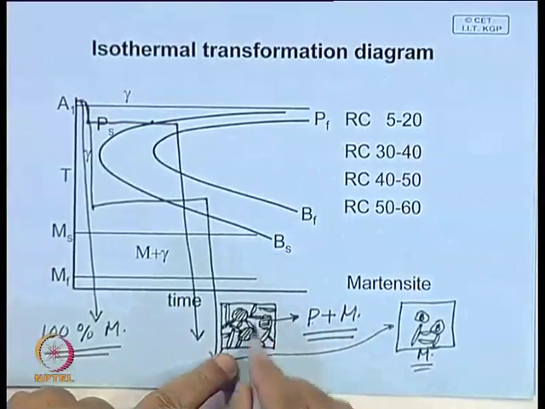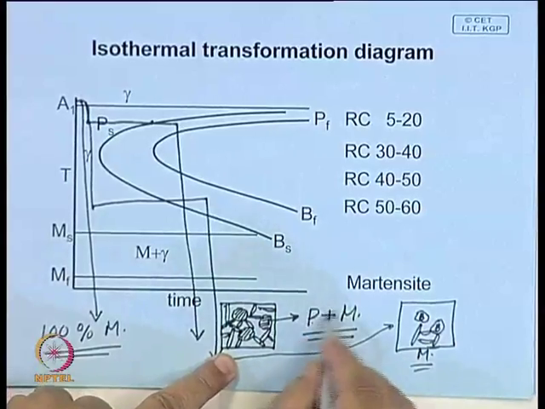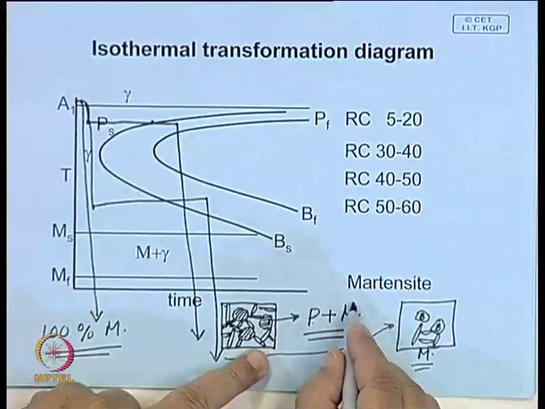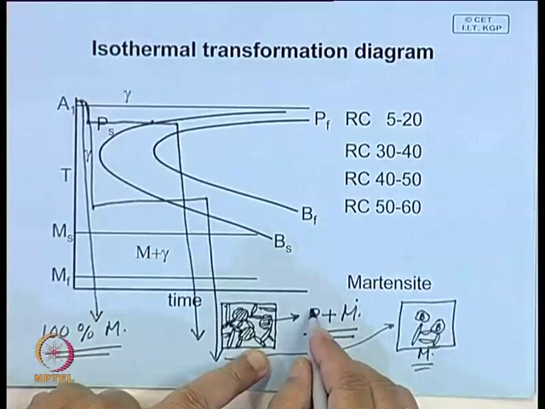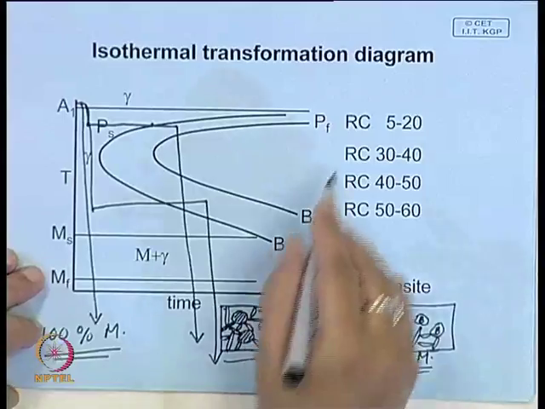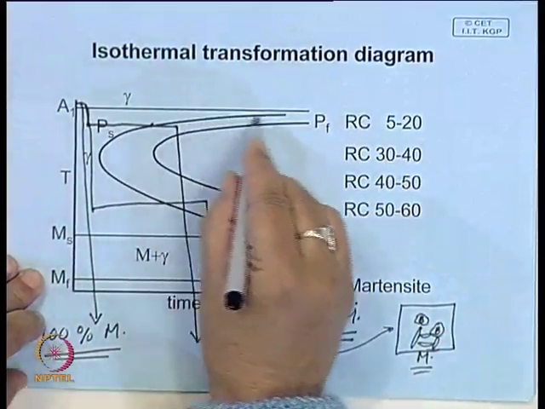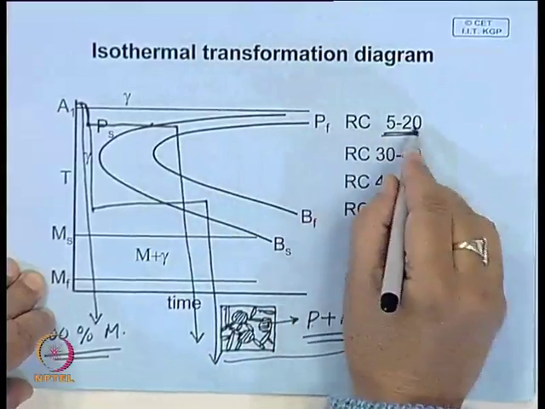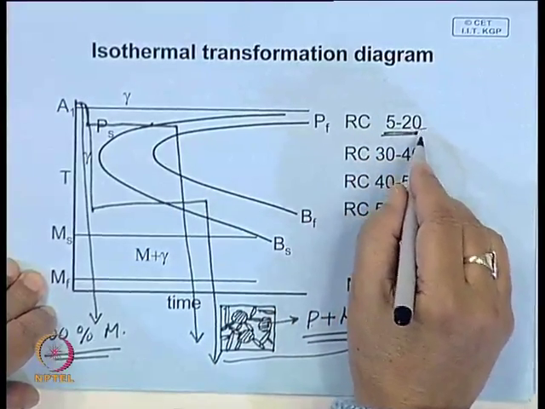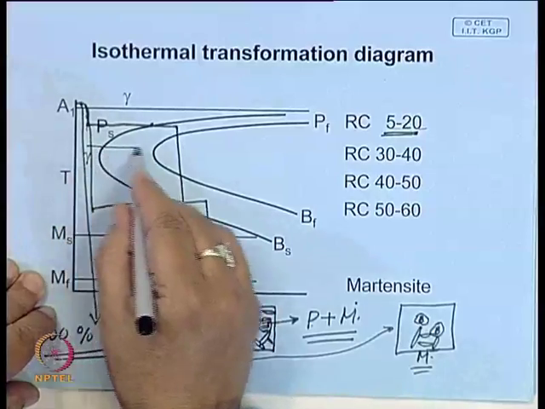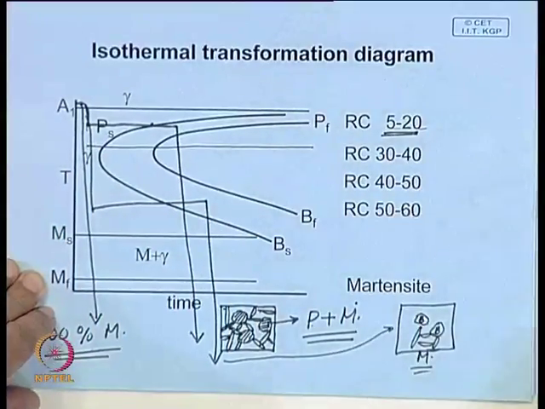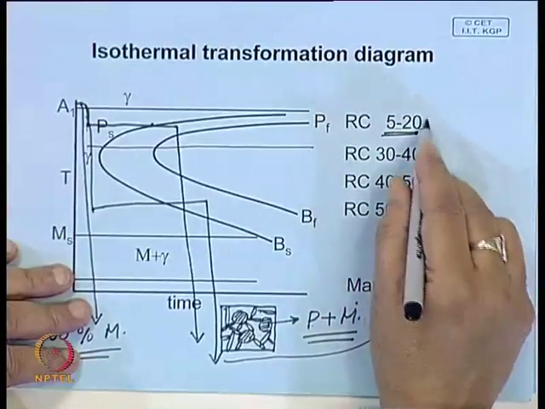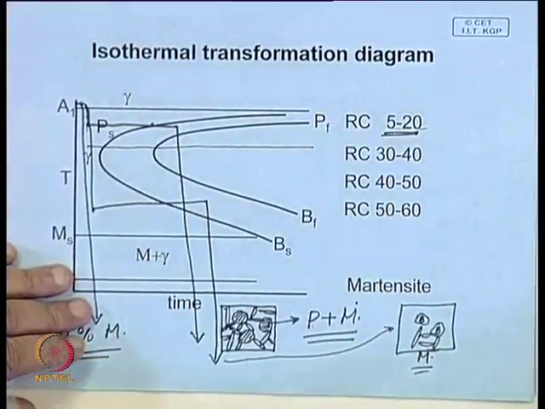So that is why when you measure hardness here, your hardness is in between martensite and pearlite. If the transformation is at the highest temperature, the lowest hardness that you can get is around this. If your transformation temperature goes down here, the minimum hardness goes on increasing as the temperature decreases.